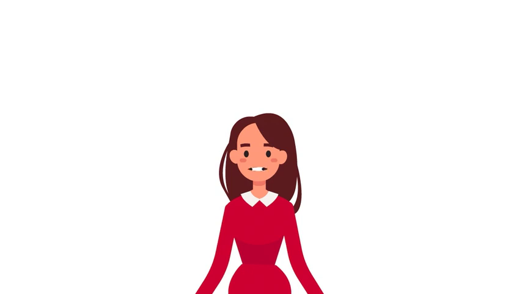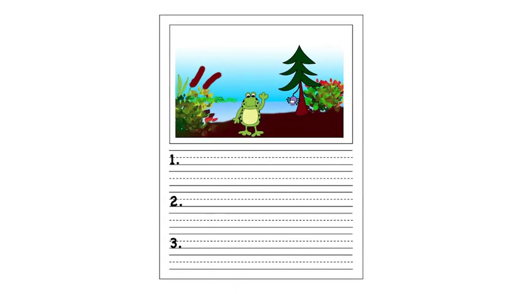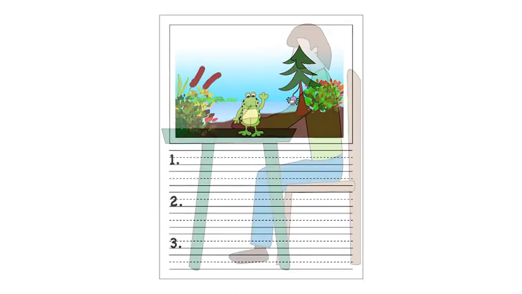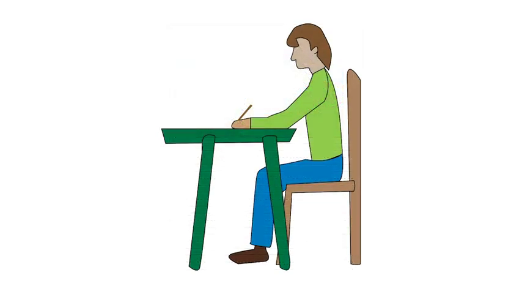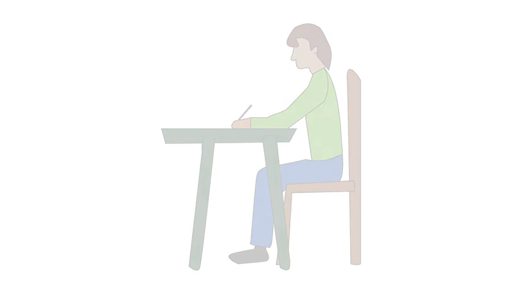Wow, that was fun. Let's write a sentence that tells about that idea. Have your subject and predicate worksheet in front of you. Get into writing position. Sit up tall in your seat, feet flat on the ground, and have your pencil in your hand, ready to write.